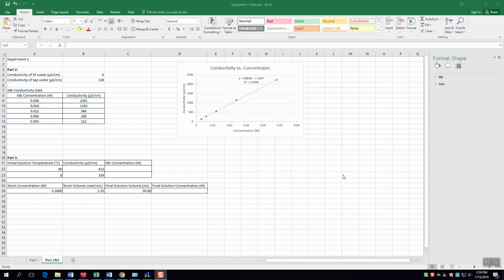In part 3 of the experiment, you're going to take 5 milliliters of your stock NaCl solution, and you're going to dilute it into a 100 milliliter volumetric flask. But when you do this, you're not going to use room temperature water. You're going to use 2 different temperatures of water. You're going to use chilled water, which you could stick into an ice bath, and hot water from a hot plate.